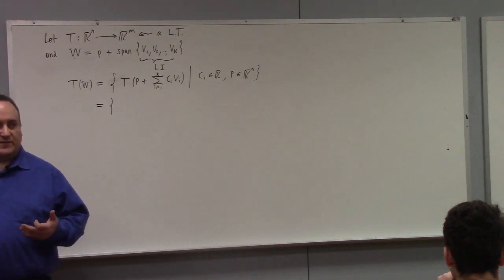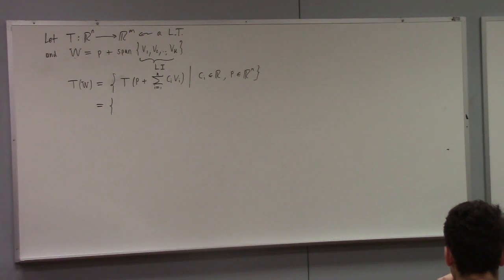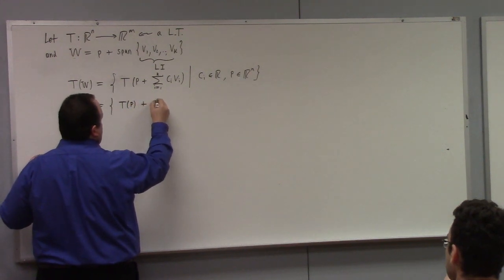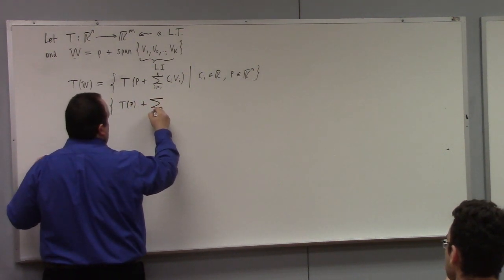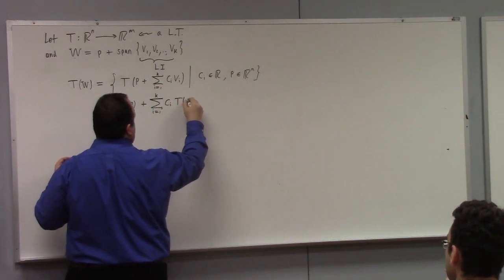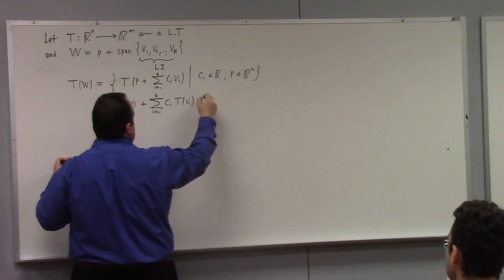If it's a linear transformation, we can do what? We can break up across sums, and we can pull out constants. So what do we have? We've got T of P, right, plus the sum over I equals 1 to K of Ci T of Vi. All right?